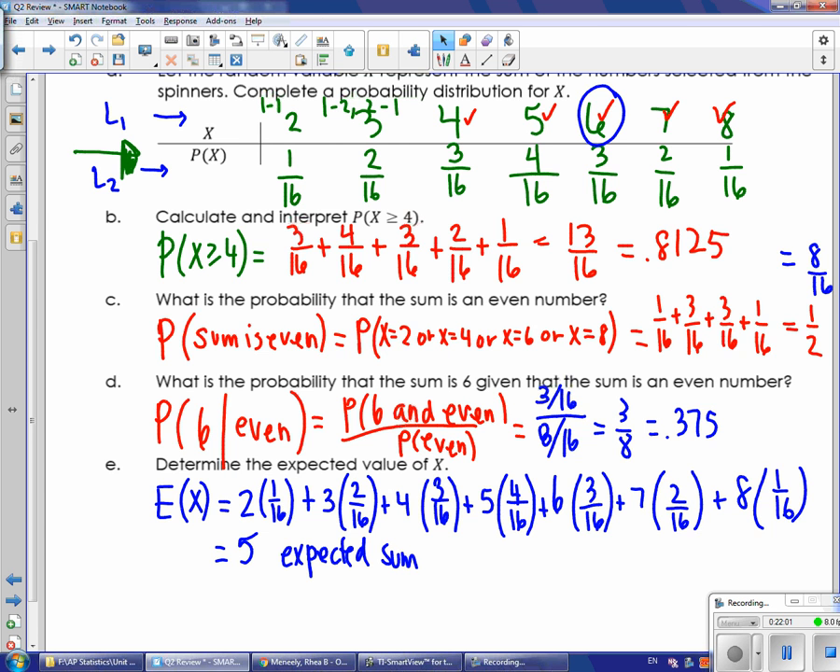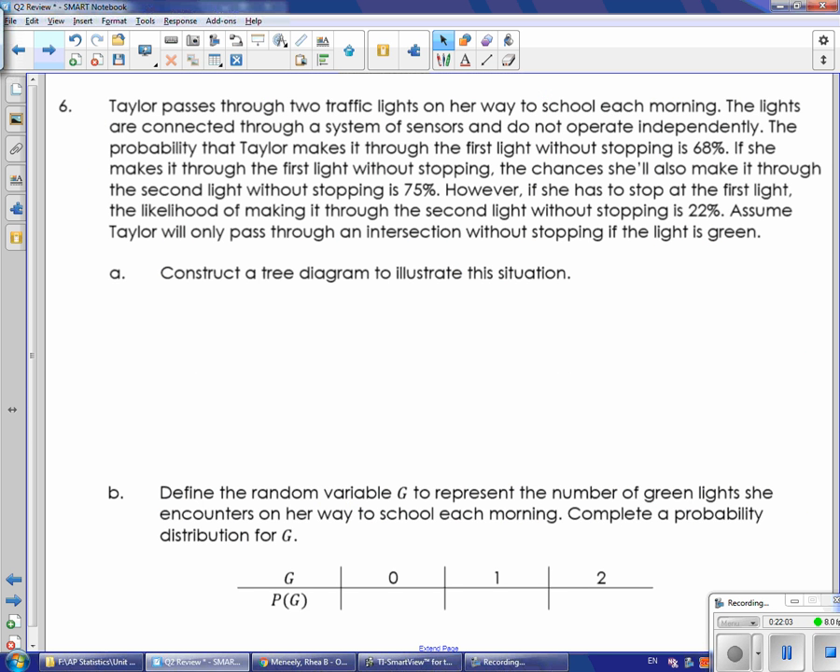Okay, let's take a look at number 6. Taylor passes through 2 traffic lights on her way to school each morning. The lights are connected through a system of sensors and do not operate independently. The probability that Taylor makes it through the first light without stopping is 68%. If she makes it through the first light without stopping, the chances she'll also make it through the second light without stopping is 75%. However, if she has to stop at the first light, the likelihood of making it through the second light without stopping is only 22%. Assume Taylor will only pass through an intersection without stopping if the light is green.